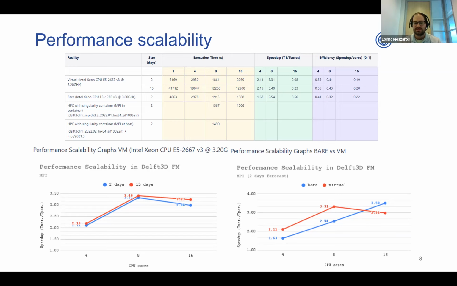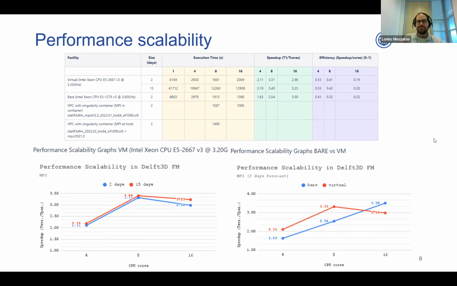This was just a test where we had 2 or 15 days forecasts. And you see that in this case, I'm covering myself, but yeah, eight partitions were best. So there is always room to work with the providers. They help to find these optimal curves and compare bare and virtual and HPC with MPI installed natively or from the Singularity. So we had quite some experiments here.